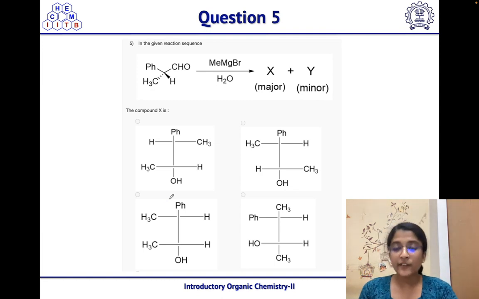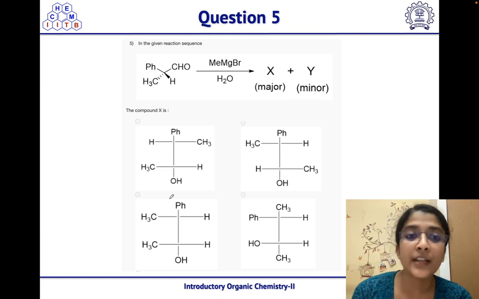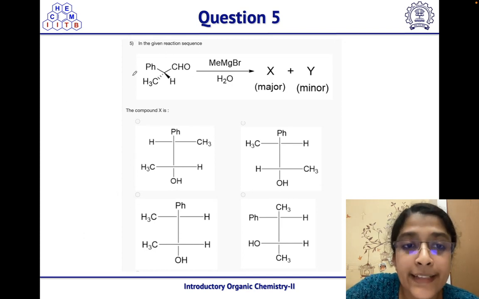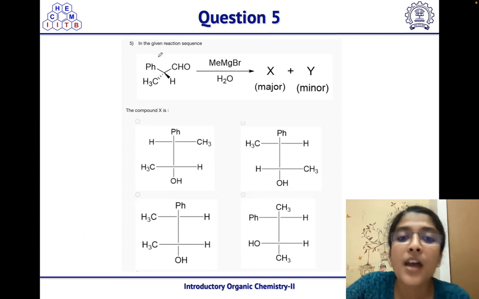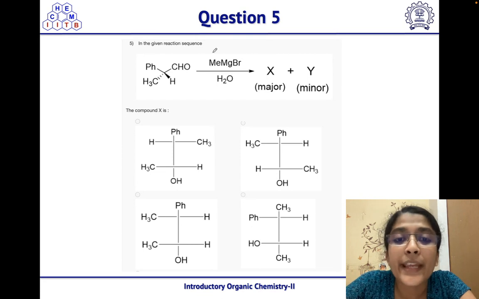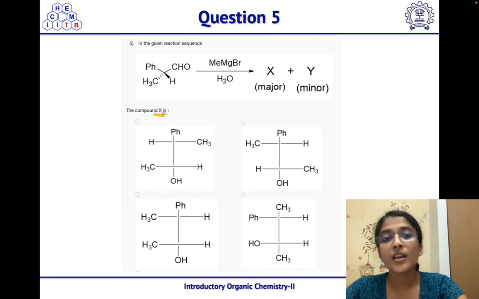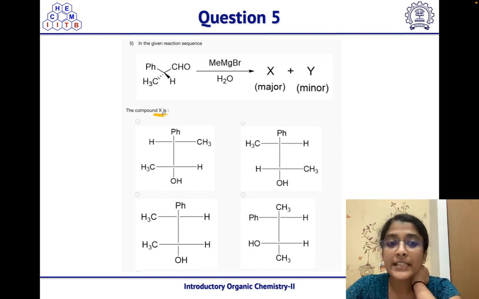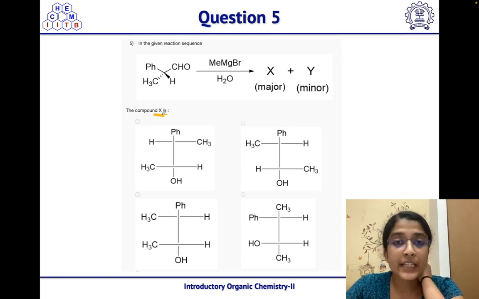This is question 5. This is also a similar kind of question. They have given an aldehyde adjacent to a chiral center, and they are carrying out a methyl Grignard reaction, and they have given that it is giving X and Y, where X is a major product and Y is a minor product, and they have asked what is the major product, what is X. So this can also be dealt with in a similar fashion, as what we have seen in question 4.